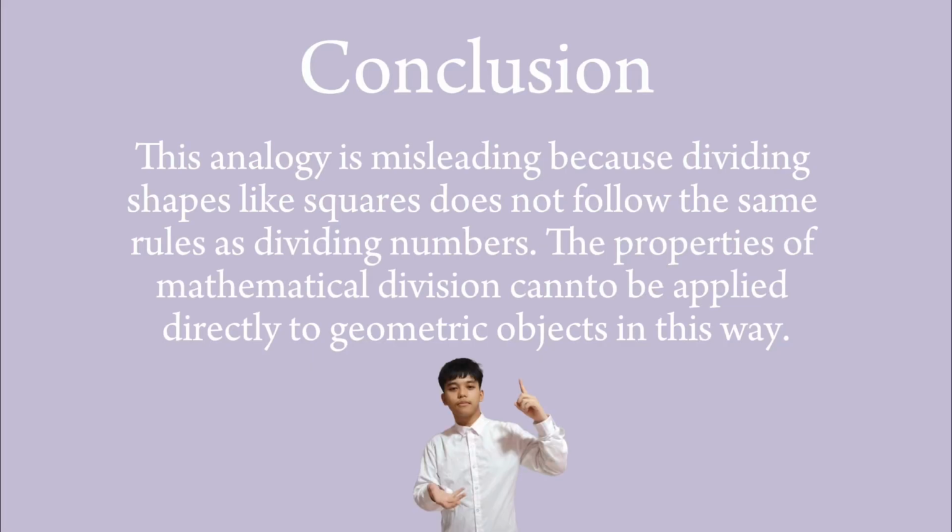So in conclusion, the analogy is misleading because dividing shapes like squares doesn't work the same way as dividing numbers, and the properties of division don't apply in the same way to geometric objects.